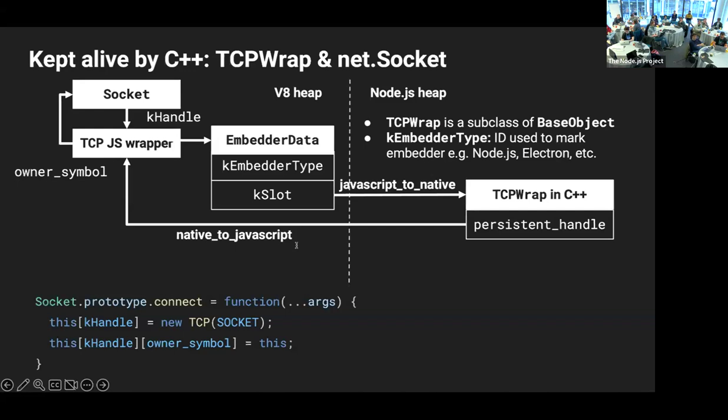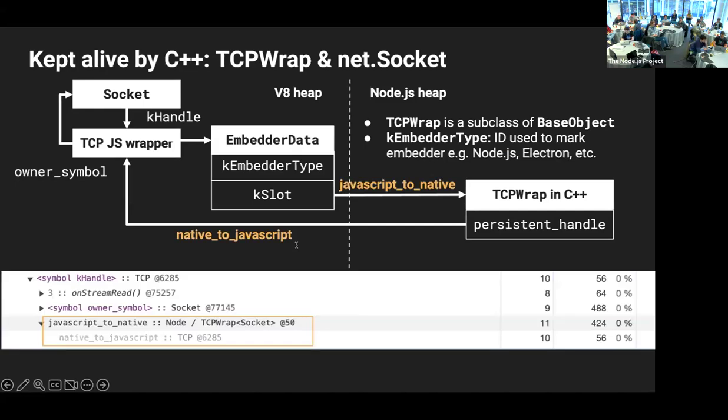Take the socket class, for example. When the connection starts, like on Socket.prototype.connect, we'll create a new TCPWrap and then assign it as a handle property to the socket. And then we add a back reference to that thing to point back to the socket.